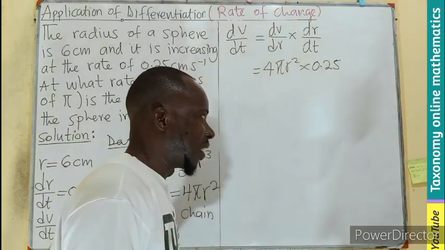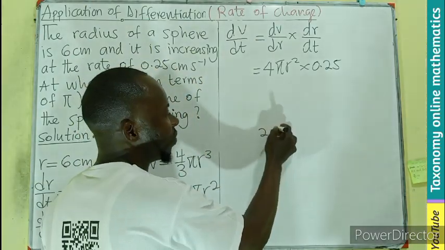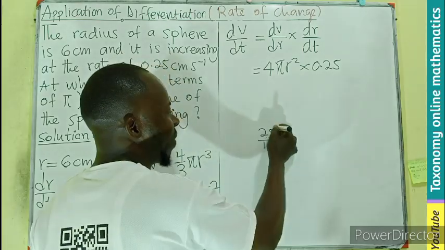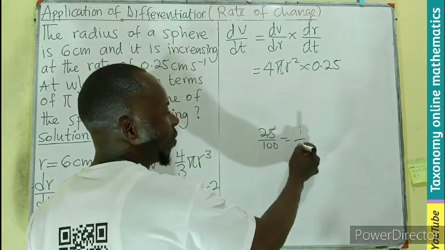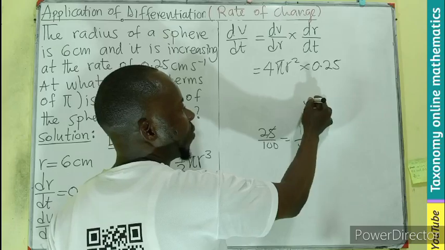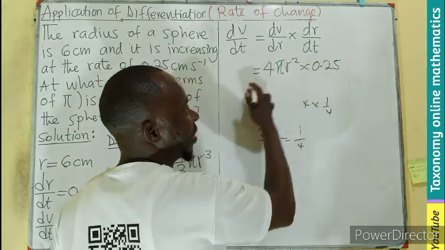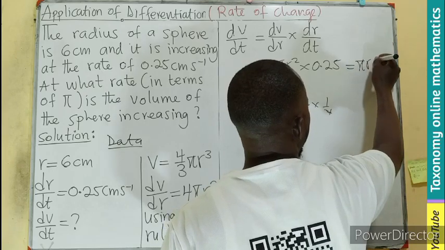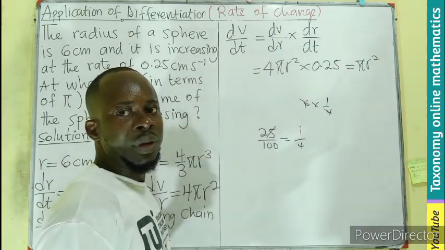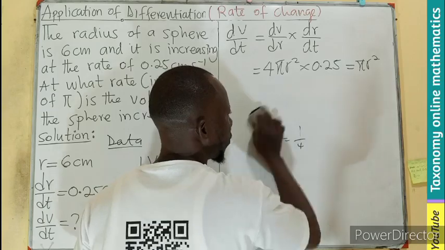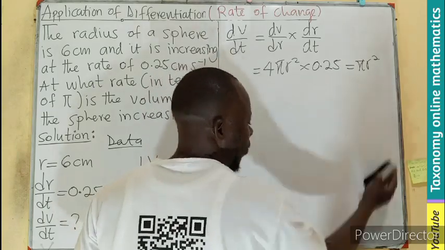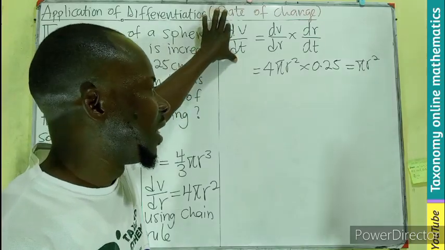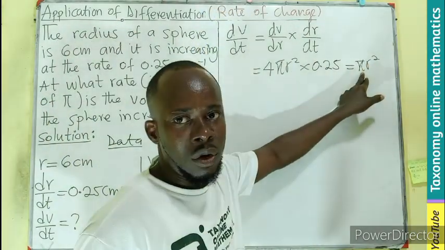0.25. And 0.25 is going to be 25 divided by 100 in terms of a fraction. 25 into itself is 1, into 100 is 4. So this is going to be 4 times 1 on 4. When this comes, you need to cancel. So I'll be left with only pi r squared with this multiplication. But we are looking for this in terms of pi, not r.